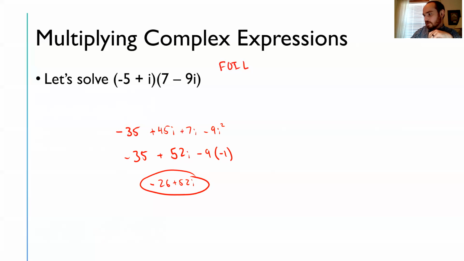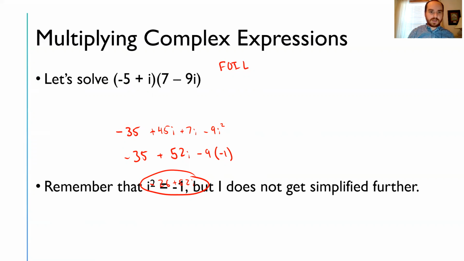Let me just double check really quick, just to make sure I didn't mess anything up. Where is that one? Okay, we got it. Cool. Sorry about that. Whoops.